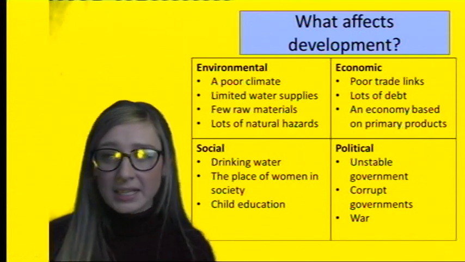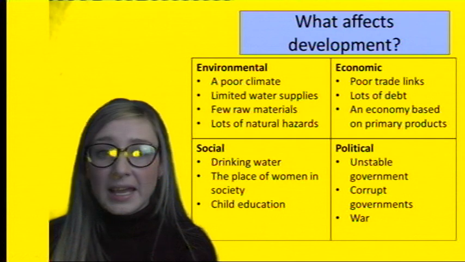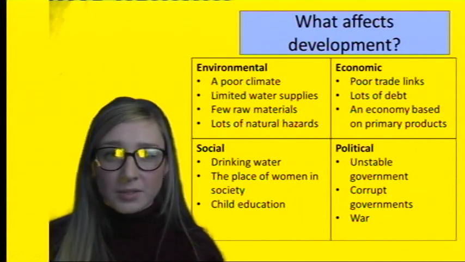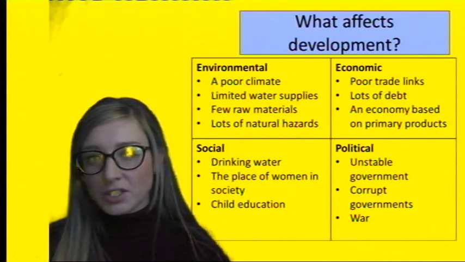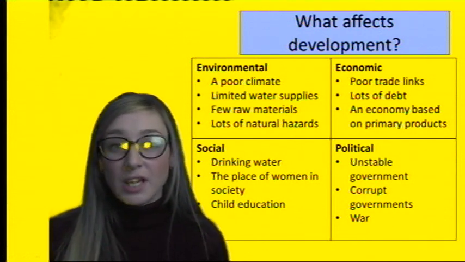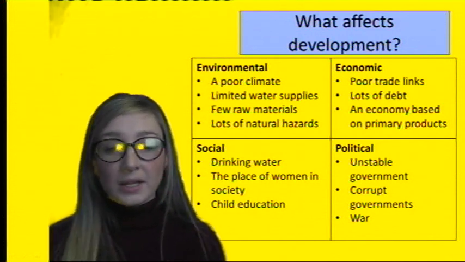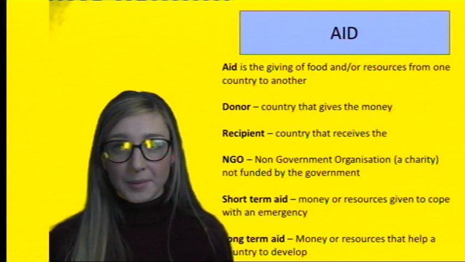And finally, politically, if you have a corrupt government, it's likely to mean that they're not spending the money that they need to in terms of where it needs to be in infrastructure such as education and healthcare, which can affect a country's development. So all of these factors can affect how easily a country is able to develop.